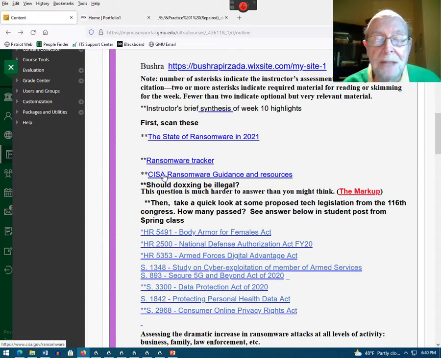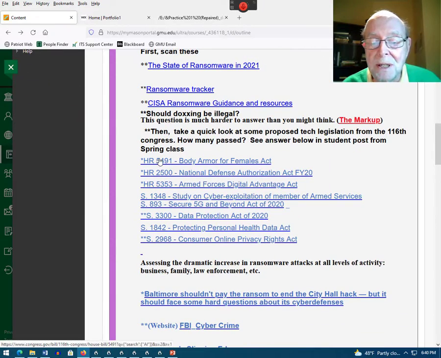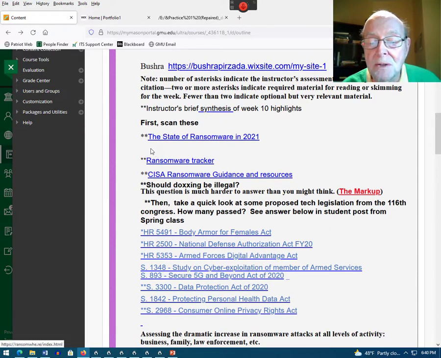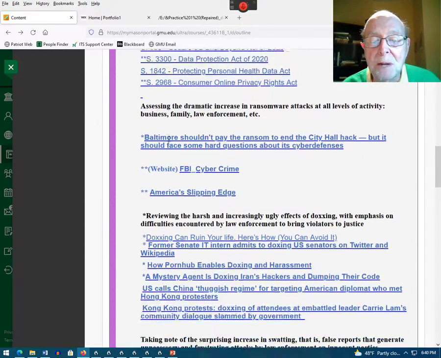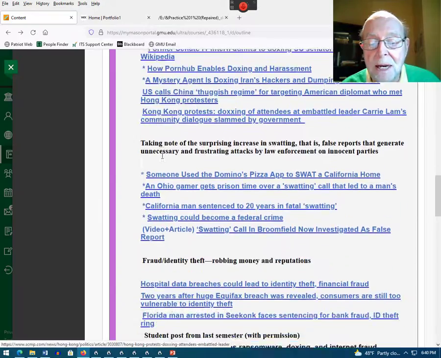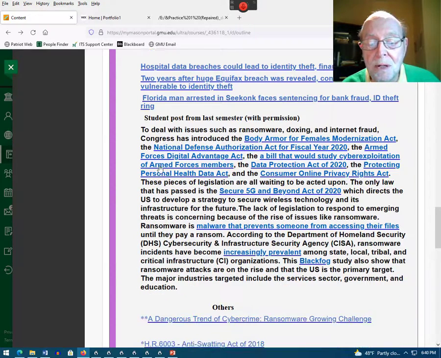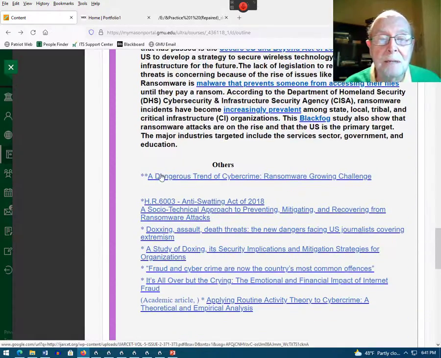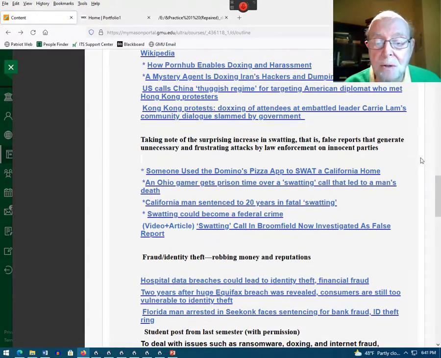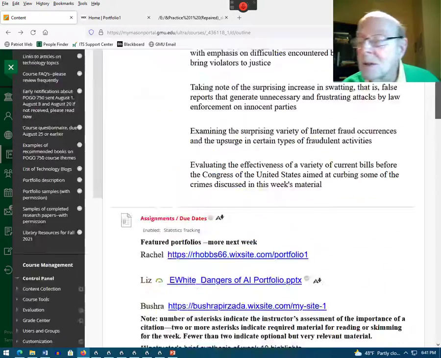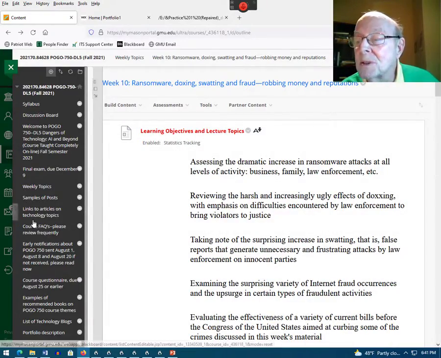And this is CISA, that's the big computer guru in the country now. And anyway, these are all articles, and they don't have to read them all. I put asterisks by the ones I think they really ought to be looking at, and then they go through and they do what they want. But some of them find, and of course this just gets them started, and then they find their own stuff, and I'll show you what that looks like now. So that's just a particular lesson for a particular week.